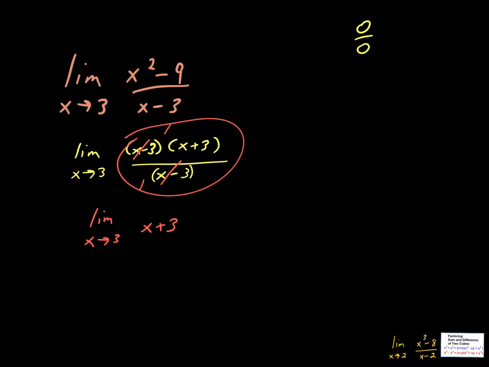Mathematically, all we did was cancel a common factor out. We're allowed to do that. Now we can evaluate it. Remember, when you evaluate it, that's when you drop the limit piece and you plug in your x value. So it would be 3 plus 3, and that would give you 6. The limit as x is approaching 3 is 6.